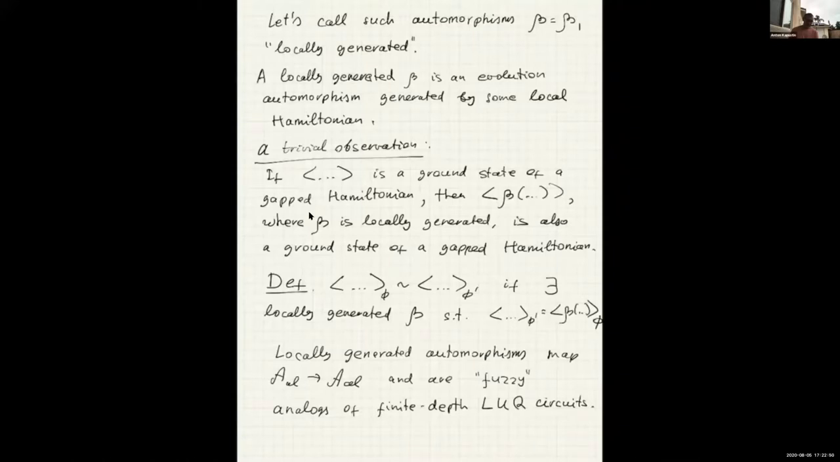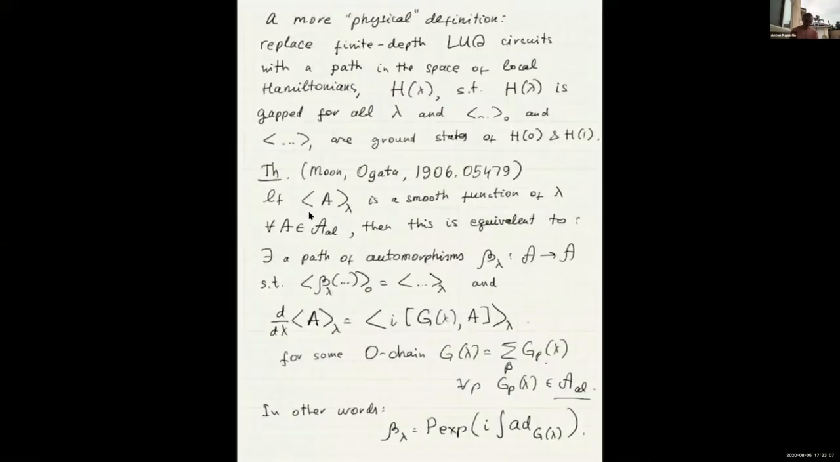Now another kind of trivial observation. If you start with a ground state, which is a ground state of a gapped Hamiltonian, then evolving this using these locally generated automorphisms gives you another ground state of some other gapped Hamiltonian. It's basically the fact that, along those Lieb-Robinson bounds, evolving by a local Hamiltonian takes local observables to local observables. So your original state was a ground state of some gapped local Hamiltonian. And after you evolve it using this automorphism, it's still a ground state of some other local Hamiltonian, which is obtained by just applying this automorphism to every single term in the Hamiltonian.